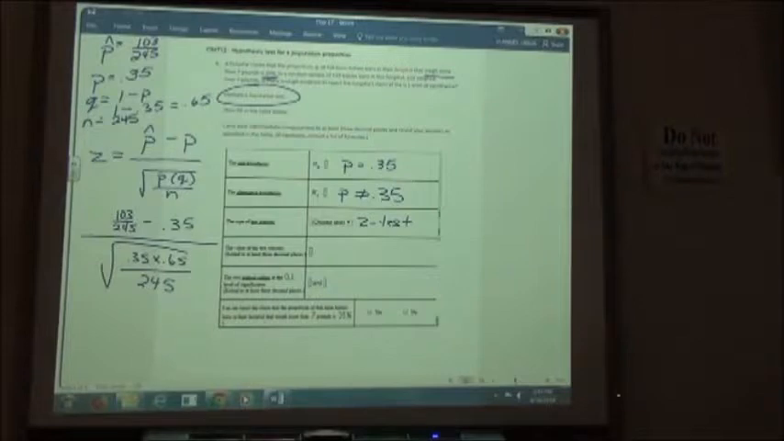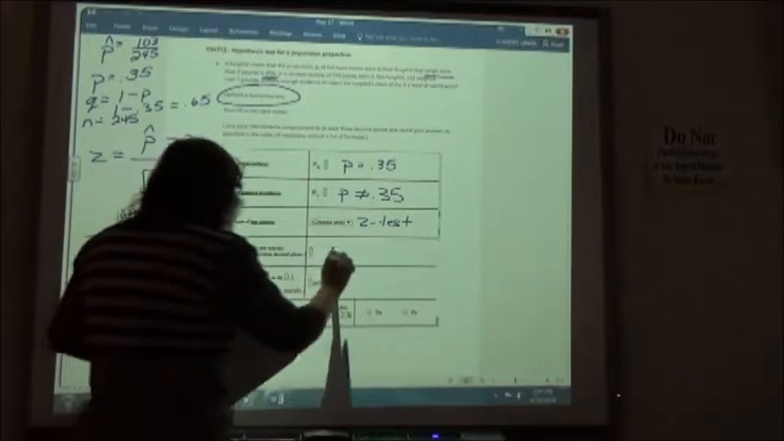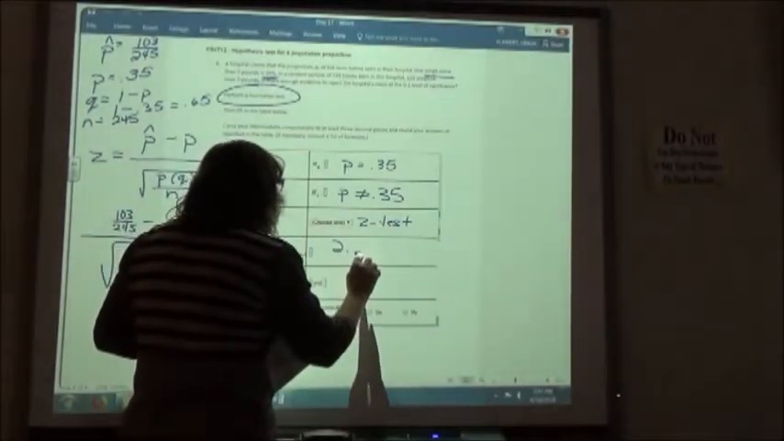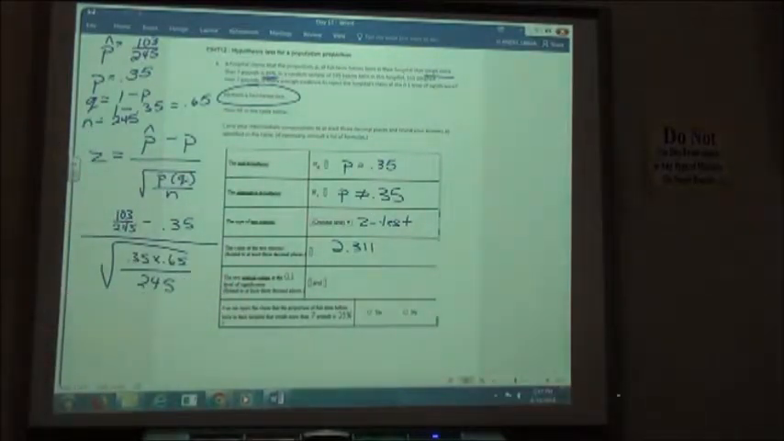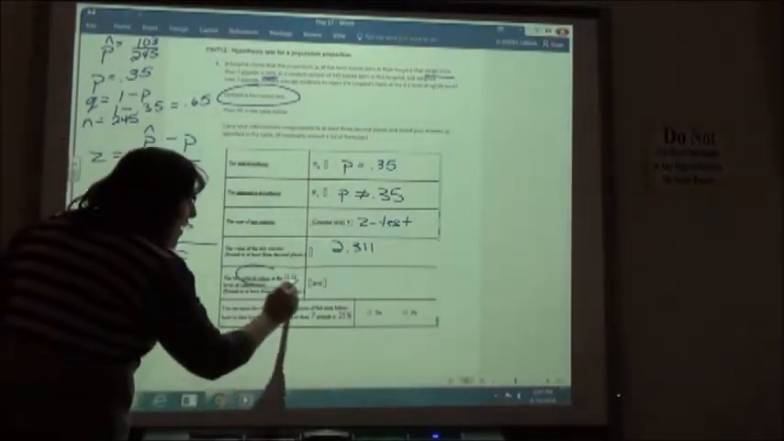All right. See how it looks like kind of what we wrote down? So we get a test statistic of what? 2.31. We're going to go to 3 decimal places, so 2.311. Okay, 2.311. Now this one is doing critical value.